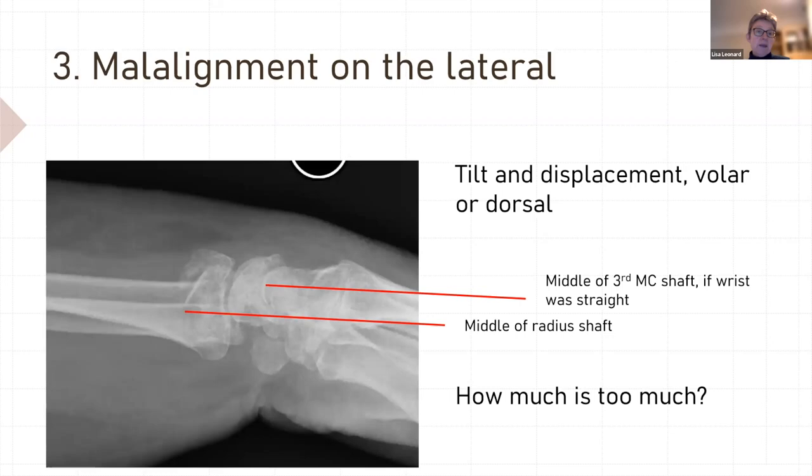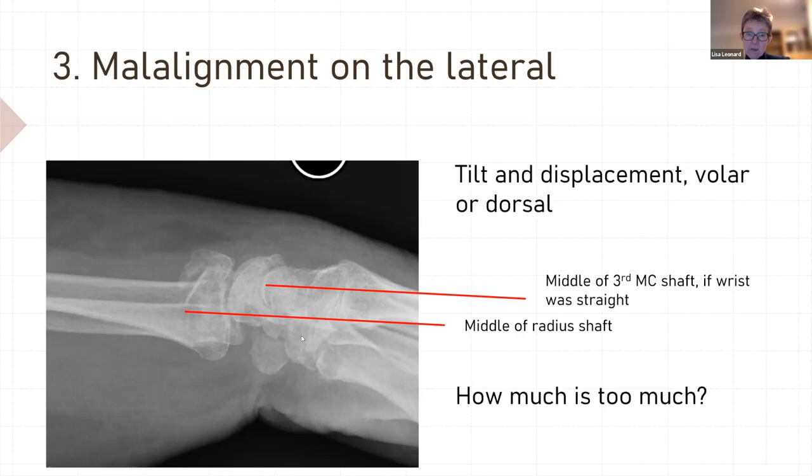an alignment measure originally described by Margaret McQueen, and I don't think she ever published it, but it's essentially looking at a line that would go down the middle of your third metacarpal, which you can always see on the x-rays if the wrist was straight, and then a line that goes down the middle of the shaft of the radius. And so you can have dorsal tilt, dorsal translation, or volar tilt, volar angulation, and any of those where the second line down the third metacarpal is well outside the shaft of the radius, you start to think you pretty much should be definitely fixing those.